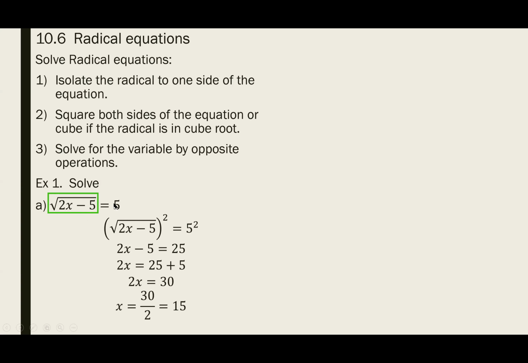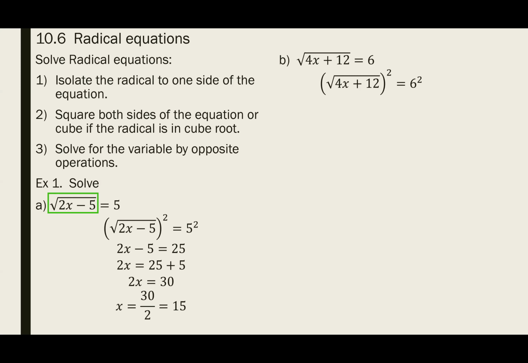We got our answer. Okay, so the idea is the same, no matter what you have. The first thing you ask yourself is, do I have a radical on one side isolated by itself? And if I do, this radical is a square root. In order to get rid of the square root, I need to square them up.